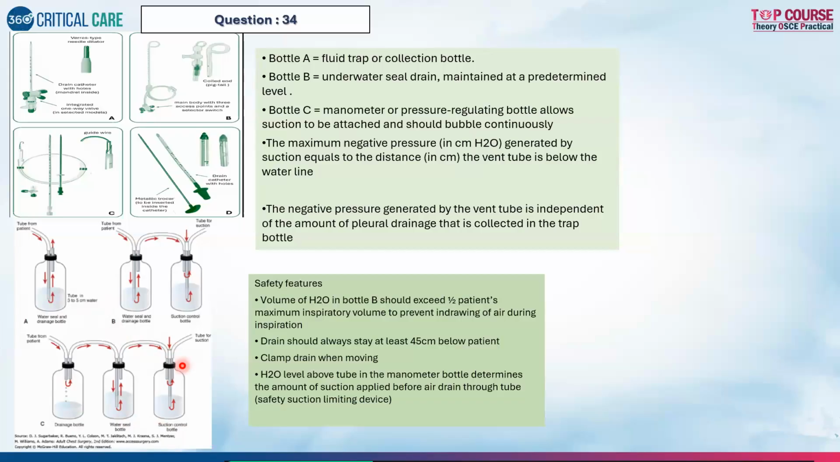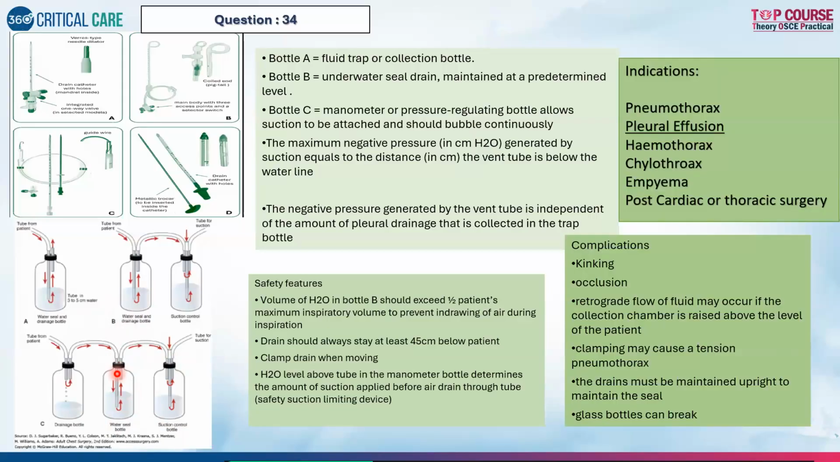below the water line. Safety features: the volume of water in bottle 2 should exceed half of the patient's maximum inspiratory volume, and the drain should stay at least 45 centimeters below the patient. Clamp only when moving. Please do not clamp otherwise, as it might result in tension pneumothorax. Know the indications and know the complications.